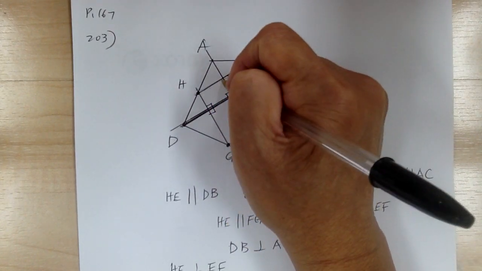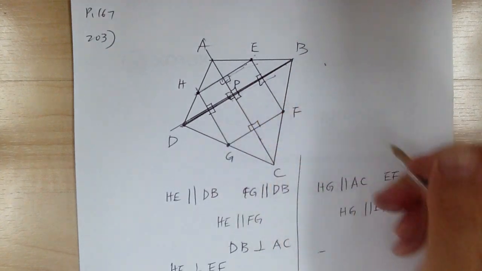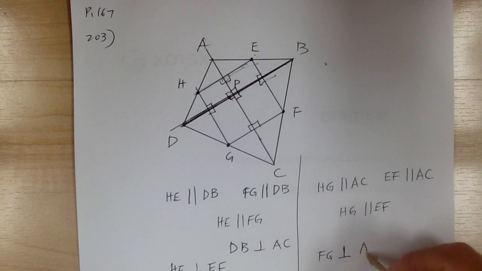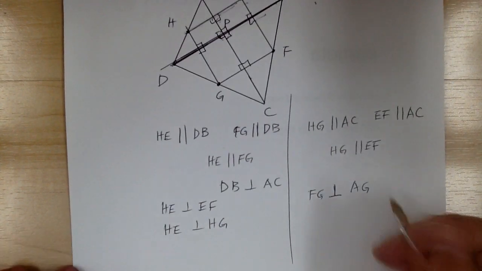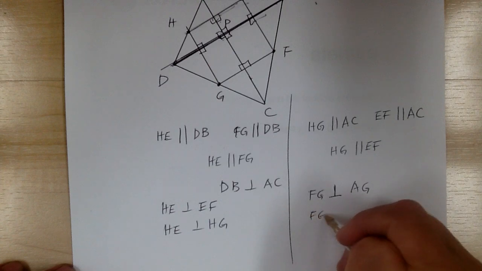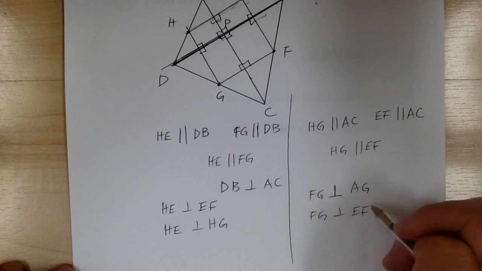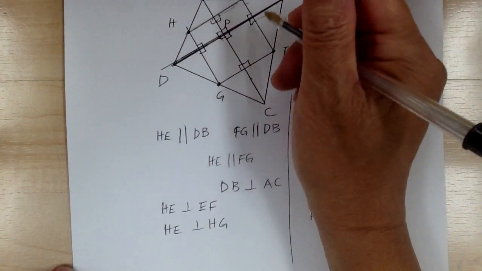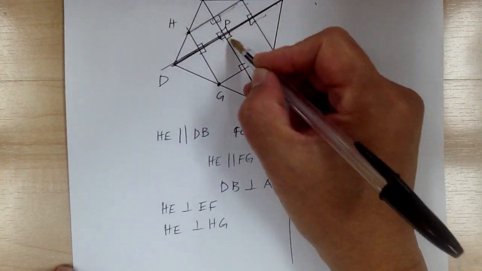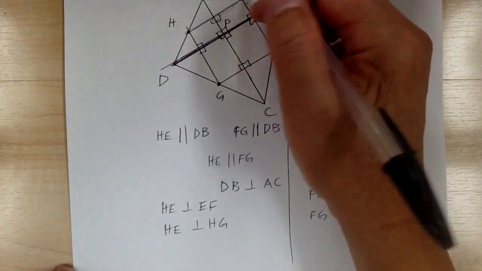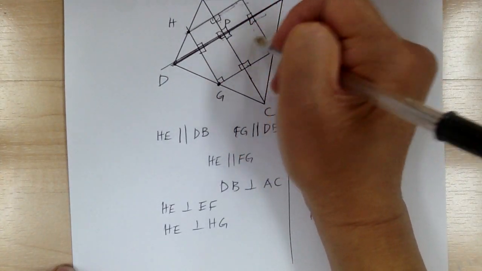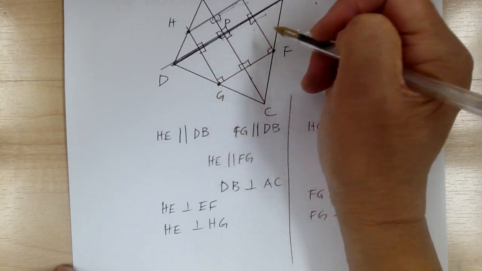And do the same thing down here. So you're going to get FG perpendicular to HG, and you're going to get FG perpendicular to EF. So everything's all perpendicular. And so by looking at these, notice when you got three right angles, then this has to also be 90 degrees because the four angles have to add up to 360.